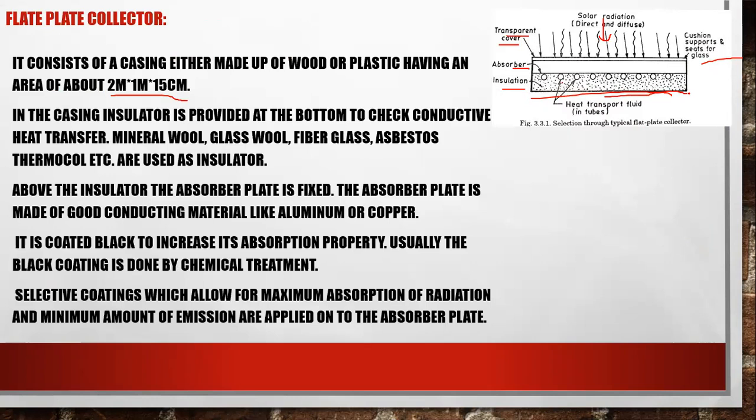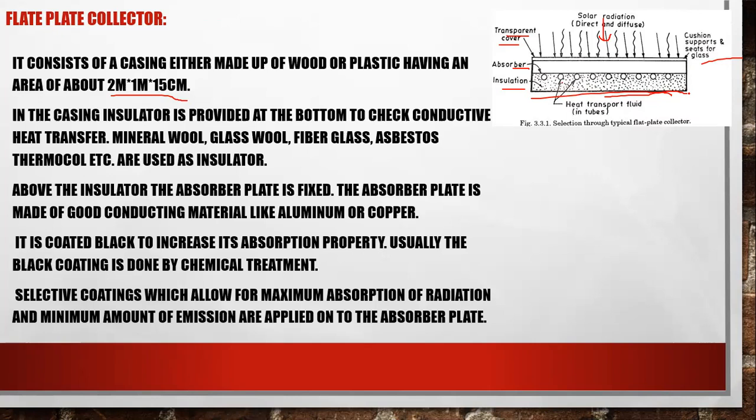Above the insulators, the absorber plate is fixed. The absorber plate is made of a good conducting material like aluminum or copper. It is coated black to increase its absorber property. Usually the black coating is done by chemical treatment.